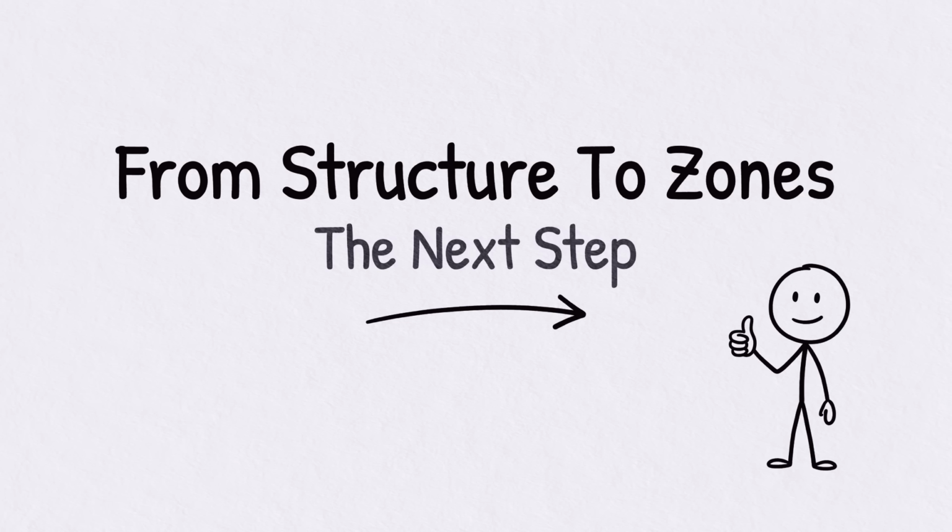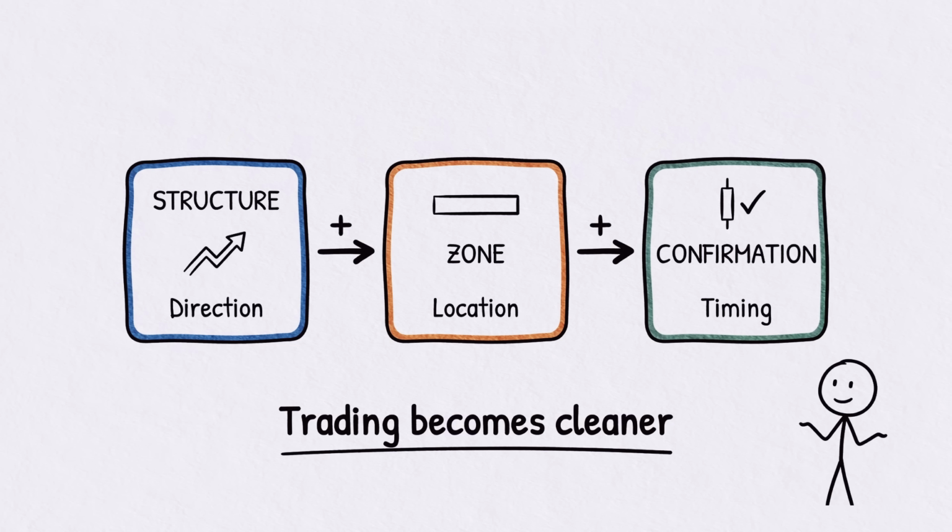In the previous video, we talked about market structure, who is attacking, who is defending, and which side is actually winning. This video is the next step. Market structure tells you direction. Zones tell you location. Confirmation tells you timing. If you mix those three together, trading becomes much cleaner. You're no longer buying a random line or selling a random level. You're waiting at a place where the market already showed strength.